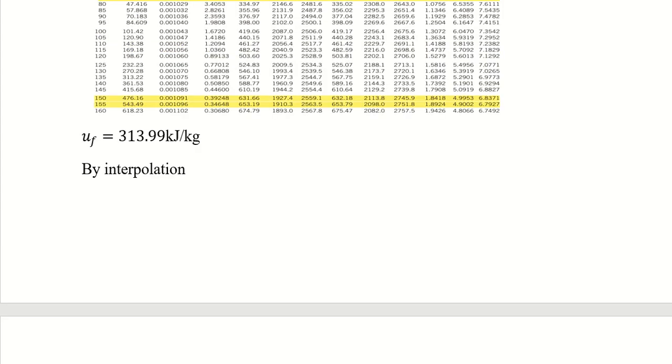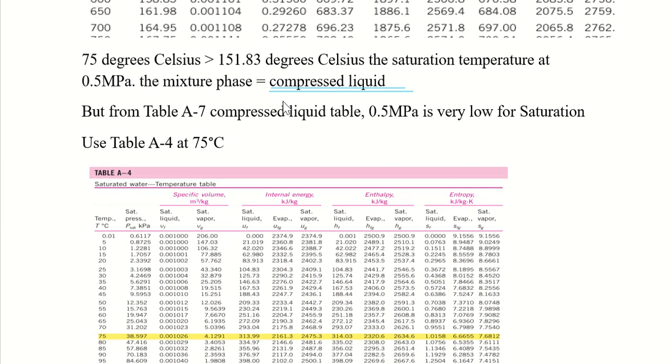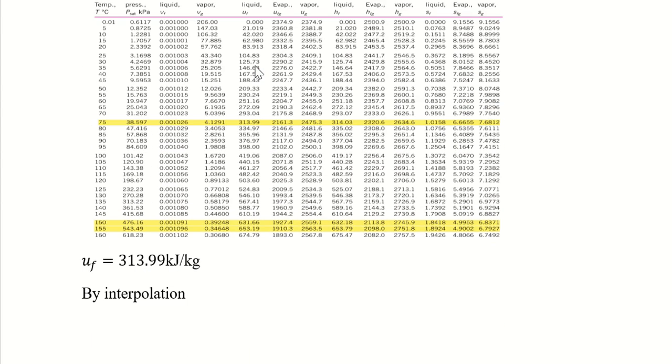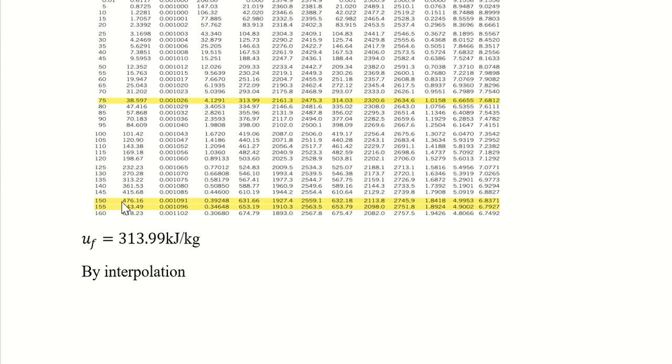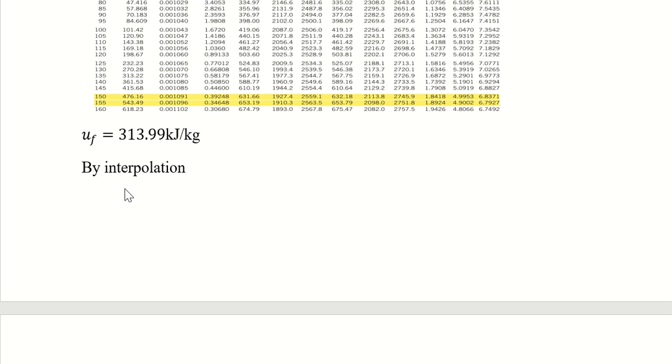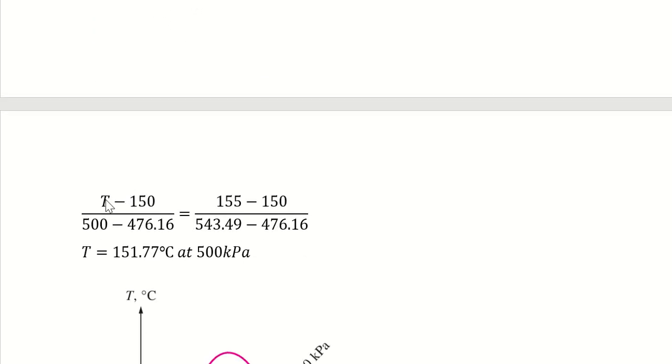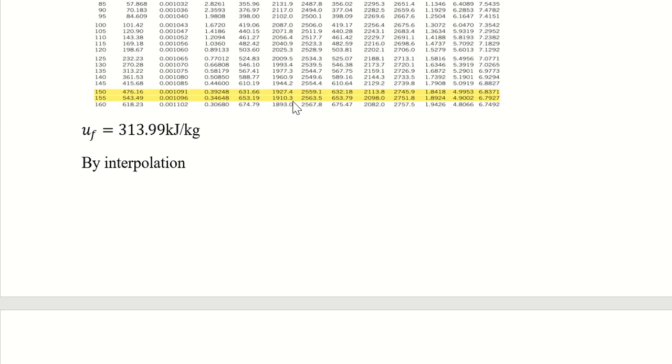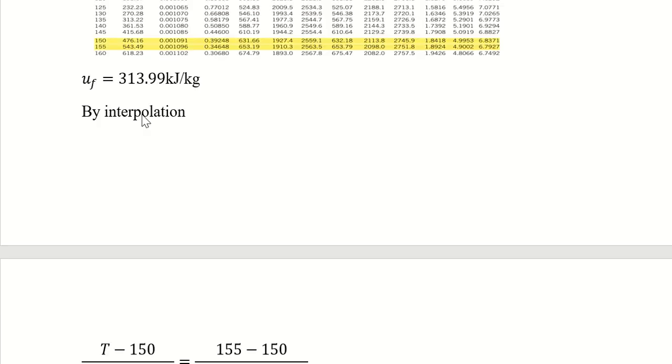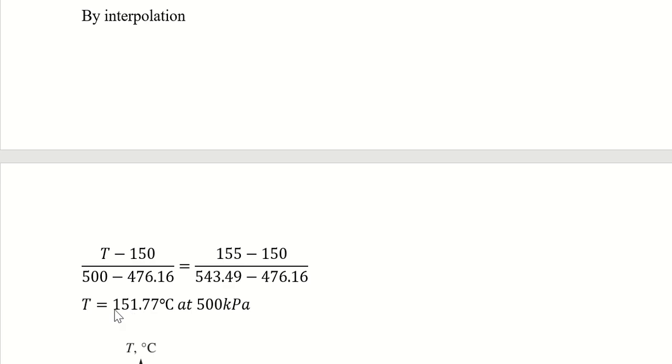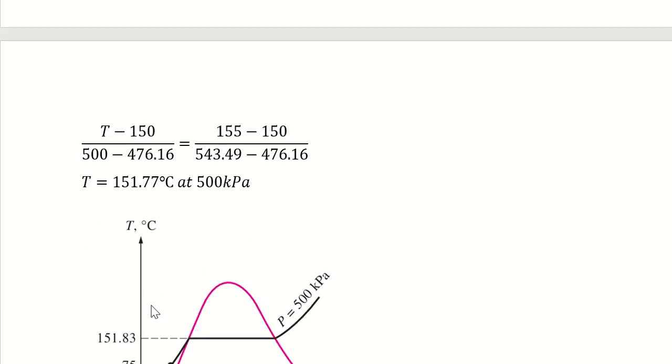And how did I know that? From the table there, we had a value of saturation temperature to be at 151.83. So we know that it lies in between here. So you do interpolation, use temperature, and I think this is pressure. Is it pressure? Let's check. Oh, yeah, pressure. We're trying to find the pressure, and that's the temperature.